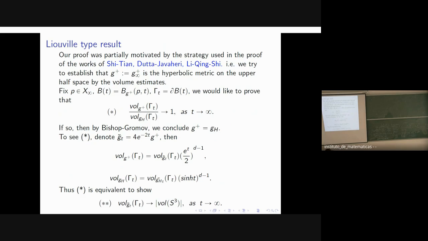So let's look at what we are trying to show. We are trying to show this guy tends to 1 as t tends to infinity. That's what we are trying to show, because we want to show something hyperbolic. But let's reason this in terms of the conformal metric. So the thing we try to show is the ratio of the volume tends to 1. But we use 2 metrics.